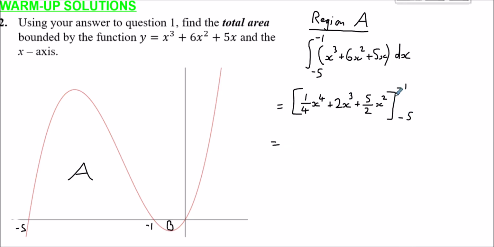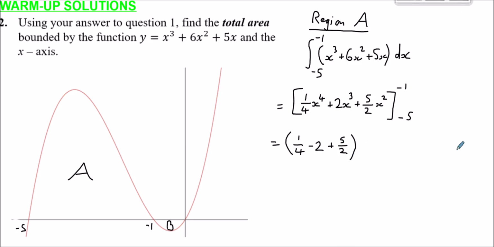So first of all, if we input minus 1 into this expression here, minus 1 to the power 4 is just going to be 1, so that'll give us a quarter. Minus 1 cubed is minus 1, so 2 lots of minus 1 is minus 2. And again, you can use a calculator if you'd prefer here, that's absolutely fine. In fact, actually what I'd recommend. x squared, when x is minus 1, will be 1, so 5 over 2 times 1 just gives us 5 over 2. I'll show you the class whiz way in a moment as well.